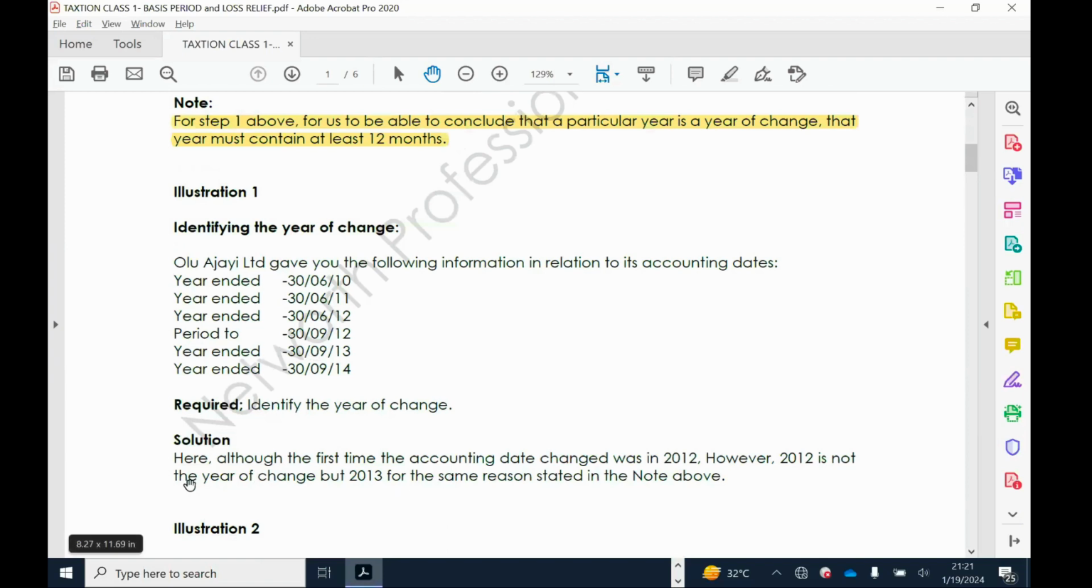So for the solution, although the first time the accounting dates changed was in 2012, however, 2012 is not the year of change, but 2013, for the same reason stated in the note above. Although the first year we can see obviously that there was a change was 2012, is that 2012 our year of change? No, it is not, because it's not up to 12 months. It's just 3 months from the last year end. So the year of change will actually be 2013, right? For this reason, it's the law. It's not something that we made up by ourselves. It is what the law says.